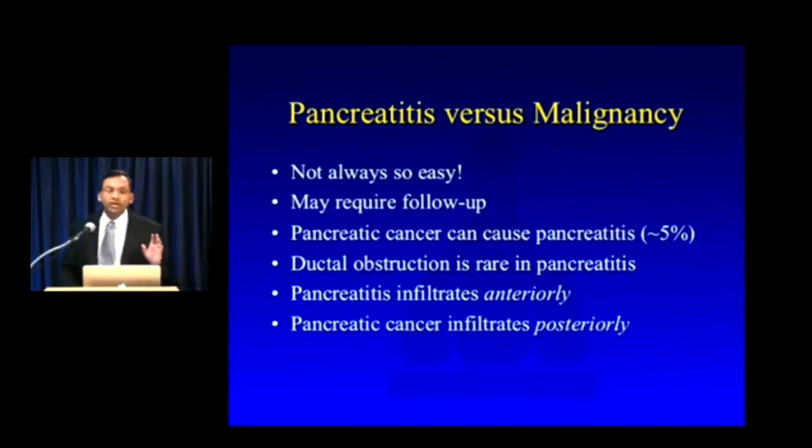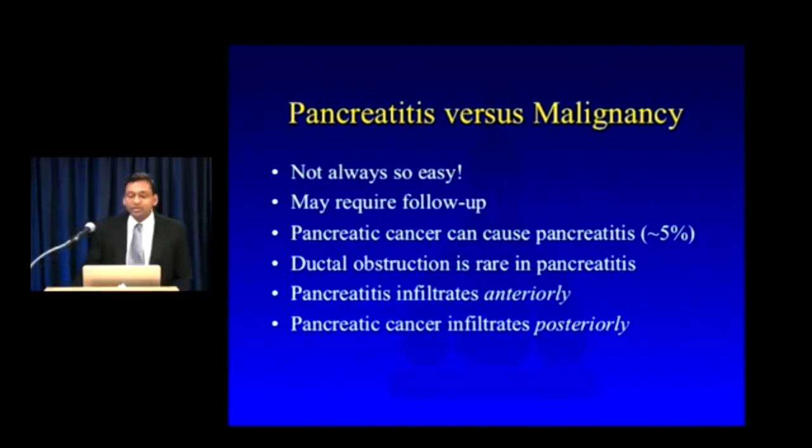So you do always want to consider the possibility of an underlying malignancy, especially given that pancreatic cancer can actually cause pancreatitis and present with pancreatitis somewhere in the order of about 3 to 5% of all cases. Now, in many cases, it can be tough. Pancreatitis can be focal or mass-like and can look a lot like a cancer, and if you're not certain, you may just need to get a follow-up, maybe in a week or a few days after the inflammation is resolved, just to make sure that there's not an underlying mass.